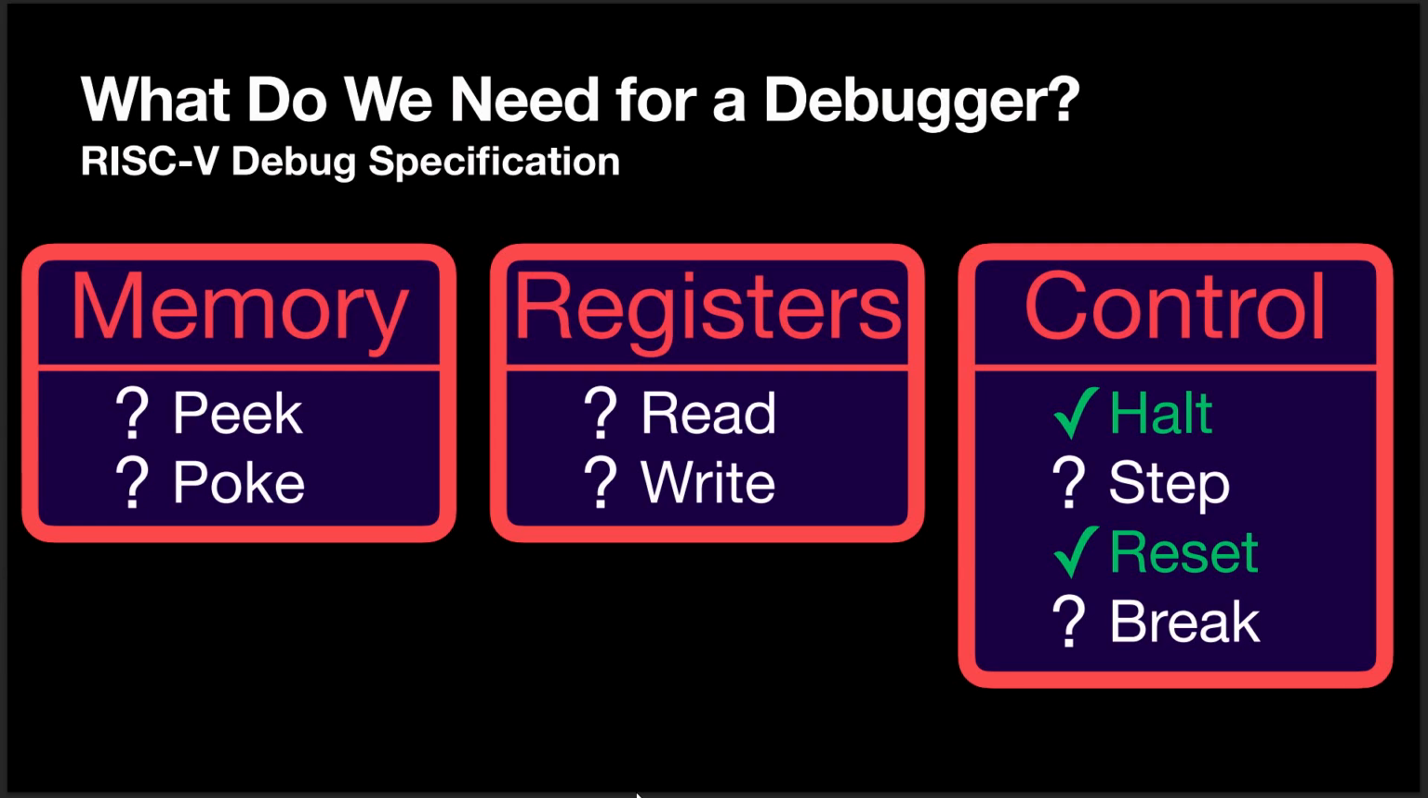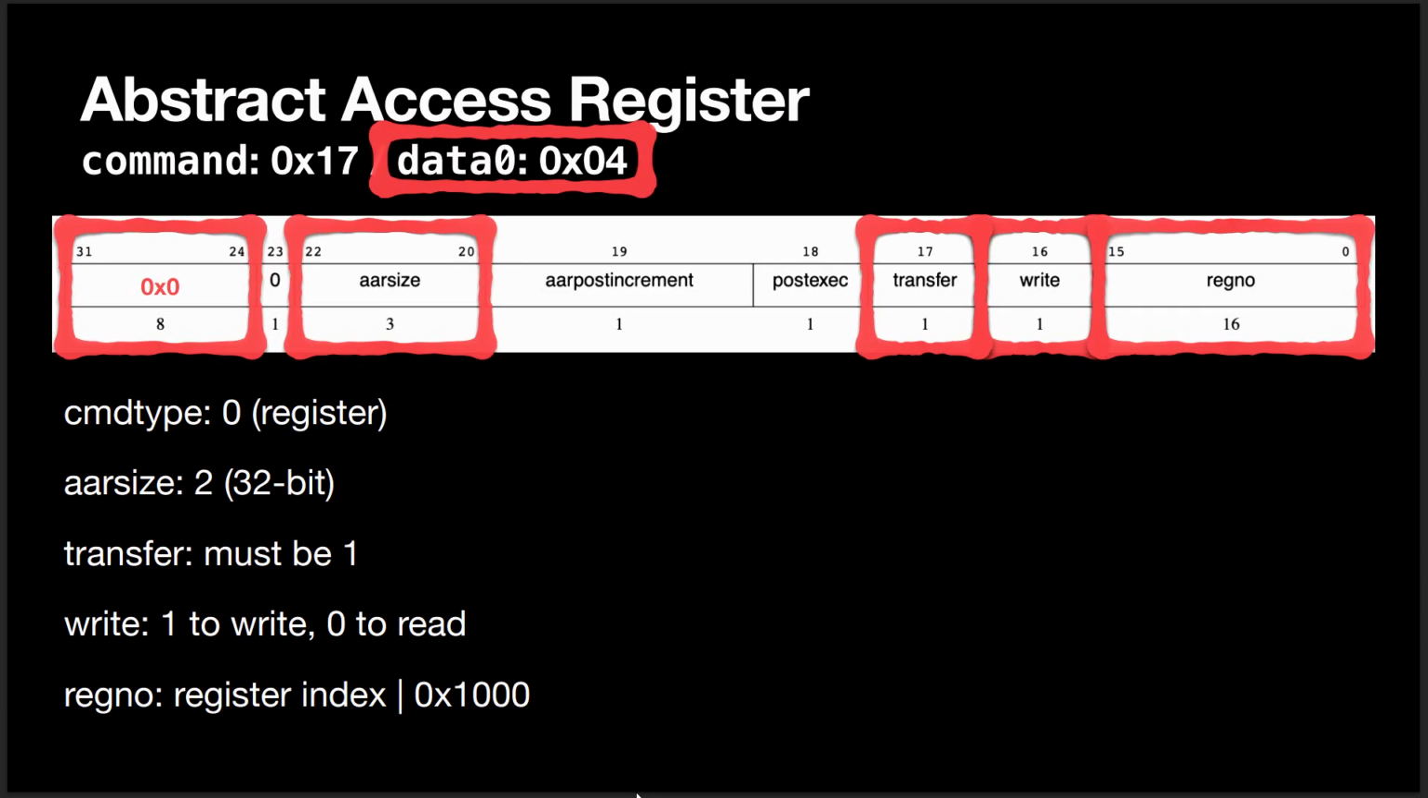What about accessing registers? Well, there's this thing called Abstract Access Register, AAR, and what this is you send command 17 with the first couple of bits as 0. And what this says is I'm going to access a register. You set the address size to 3. You set the transfer bit to 1. Very important that the transfer bit is 1, because otherwise it won't actually do anything, which is kind of a weird thing that we'll come back to in a bit. Set 1 for write, 0 for read, and you put the register number in for regno.